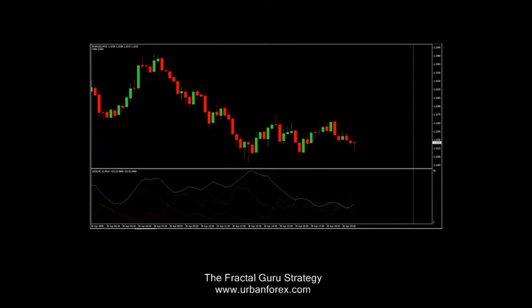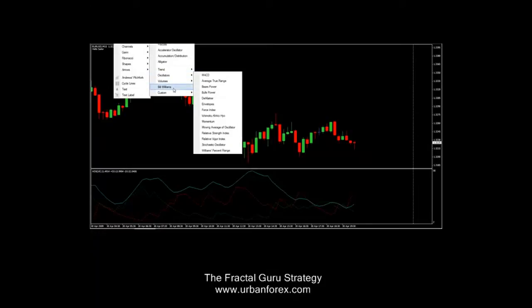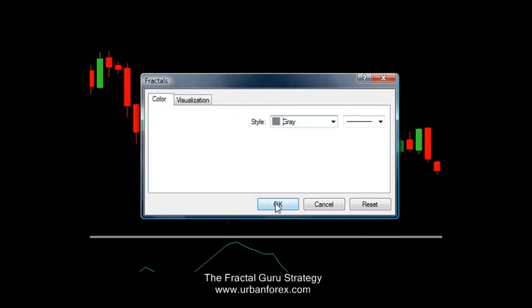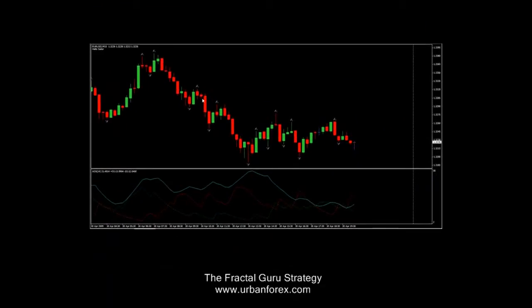I'm also going to click Insert, Indicators, go down to Bill Williams, and you'll see Fractals. I'm going to click that. Everything's at default levels. Click OK, and you'll see your fractals show up.